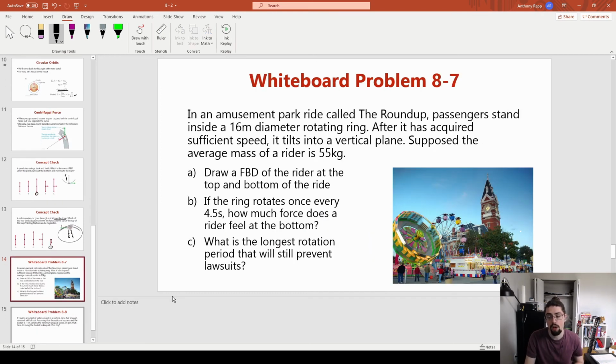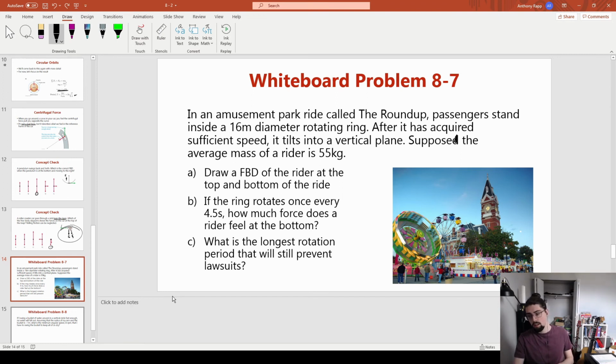And actually, I would like to try one of these. Part C in particular is talking about this. What is the longest rotation period that will still prevent lawsuits? But let's talk about this from the top first. Here's another one of these rides, and I'm specifically talking about this one right here. In an amusement park ride called the Roundup, which is one of the common names for this very common death trap, passengers stand inside a 16-meter diameter rotating ring. After it has acquired sufficient speed, insufficient, usually, it tilts into the vertical plane.